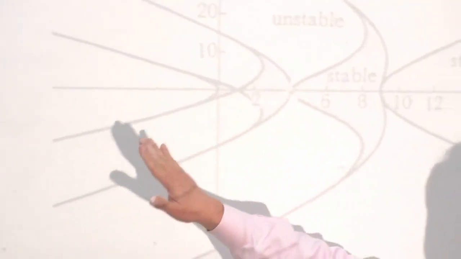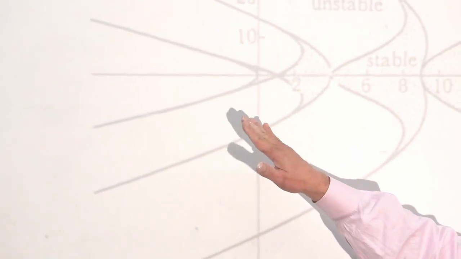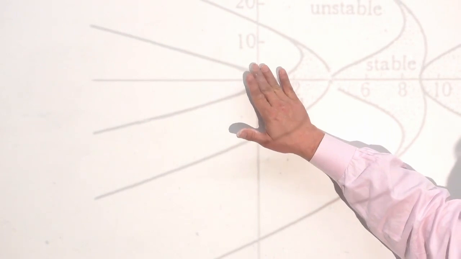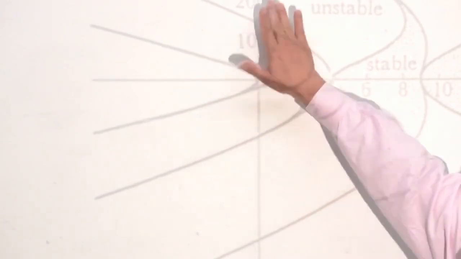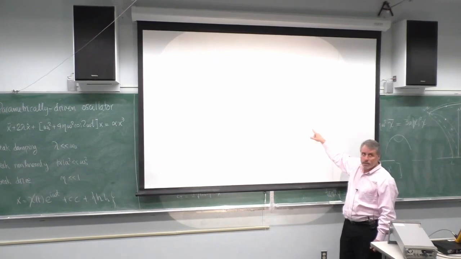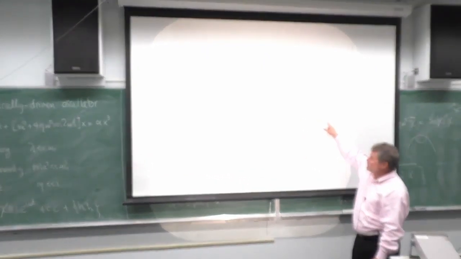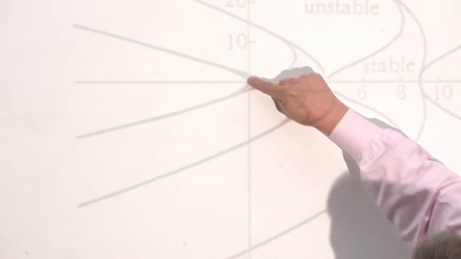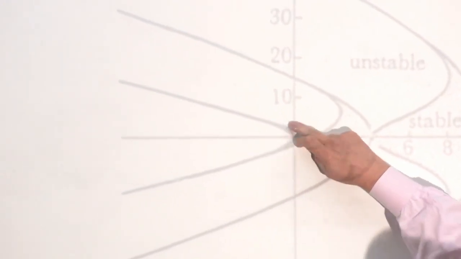This is a slightly different plot that we have done. This is almost proportional. This is actually proportional to the drive amplitude, and this is proportional to the drive frequency, except that it goes as the inverse of the frequency squared. Okay. Now notice that there is a region right there that is stable. All these shaded regions are stable.